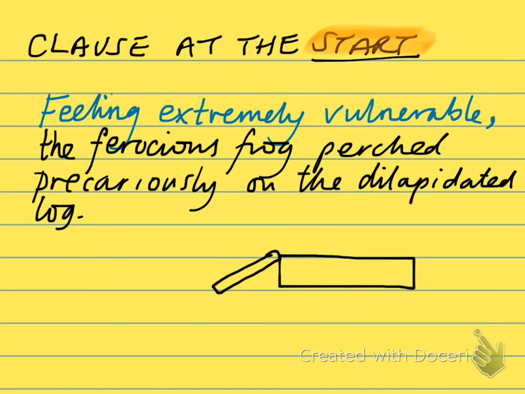Putting a clause at the start. Let's go back to the original improved sentence. The ferocious frog perched precariously on the dilapidated log. Inserting a clause at the beginning. Let's start with an ing. Feeling extremely vulnerable, there's our comma, the ferocious frog perched precariously on the dilapidated log.